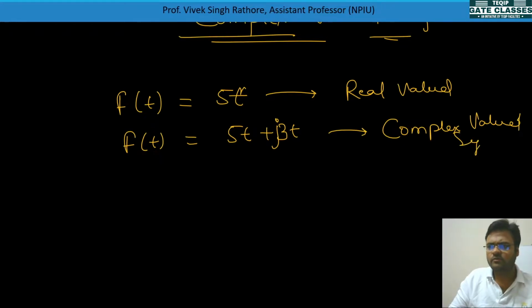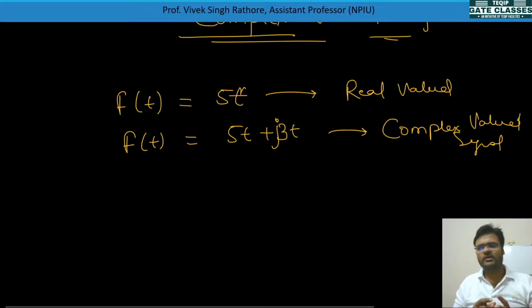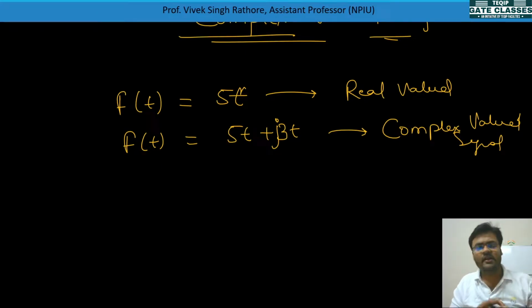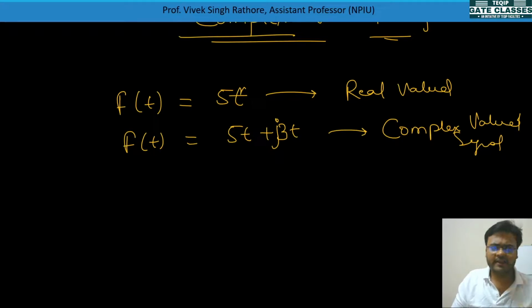Okay, so actually what is real? Real is something which is physically existing, and complex is not physically existent, but it exists in mathematics. By using the imaginary part, we can reach the outcome in a fast and efficient manner. So that is why real valued and complex valued signals are different.